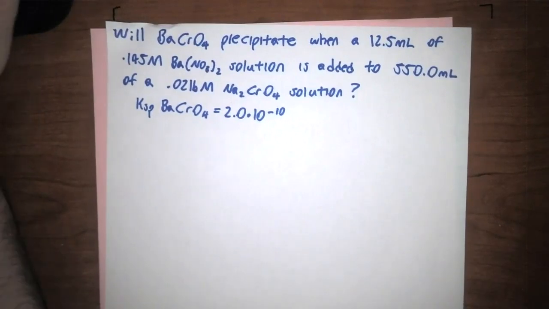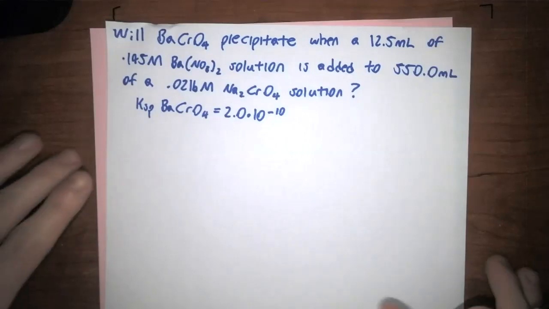All right, so now we have, will barium chromate precipitate when a 12.5 milliliter of 0.14 molar barium nitrate solution is added to 550 milliliters of a 0.0216 molar sodium chromate solution? And I gave you the KSP for barium chromate. I would encourage you to pause the video and work this one out by yourself. And then you can always use me for extra help if you need it when working the problem. So go ahead and pause, get started, and then I'll start working.